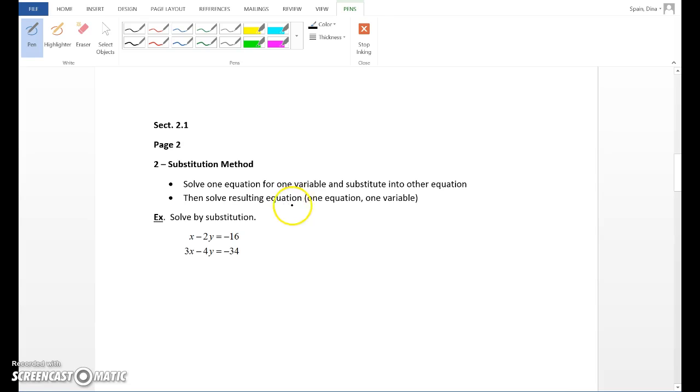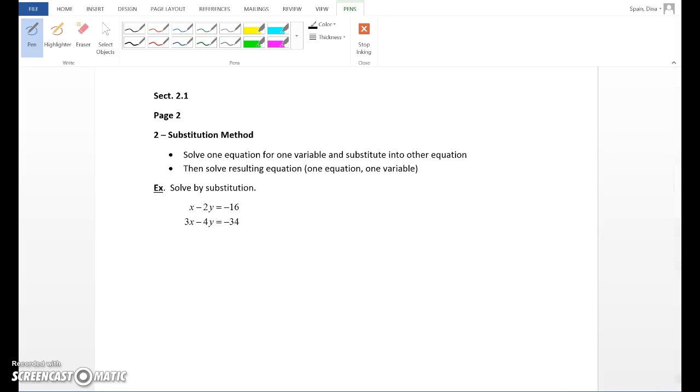Then you solve that resulting equation. In that sense, you're going to have one equation and one variable that we know how to solve. Now, the easiest thing to do when you have a system you're supposed to solve by substitution is look for a coefficient of 1, because that's going to be the easiest variable to solve for, because you don't have to deal with fractions.